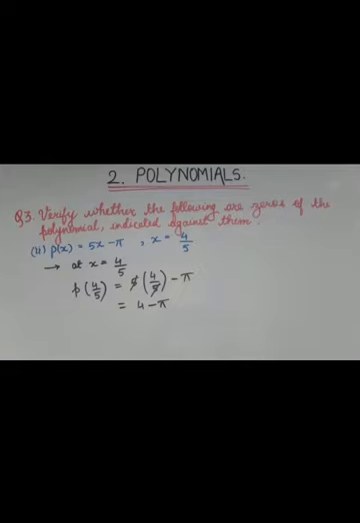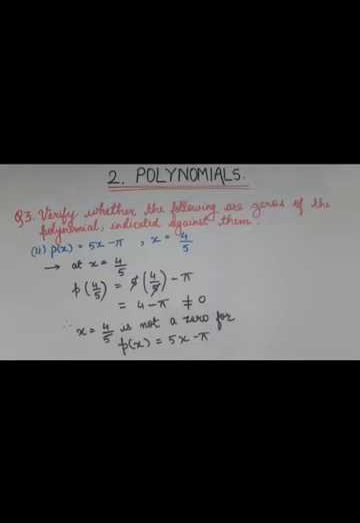The question is given in pi, so let the answer be in pi. So it is not equal to 0. That means 4 by 5 is not a zero for the given polynomial. And how are you going to write it? Therefore, x is equal to 4 by 5 is not a zero for p of x is equal to 5x minus pi.